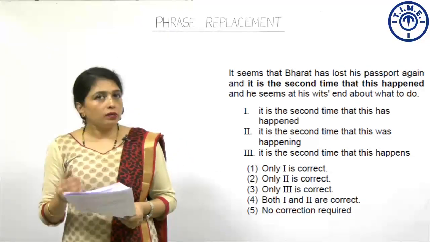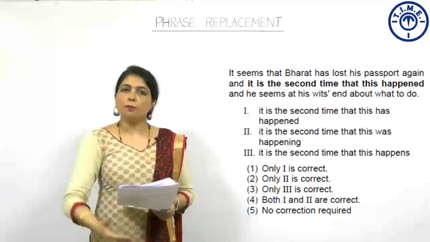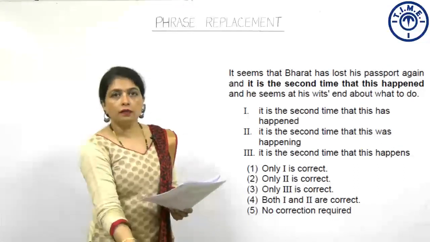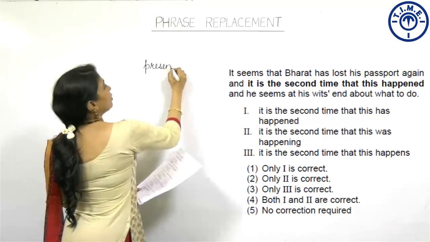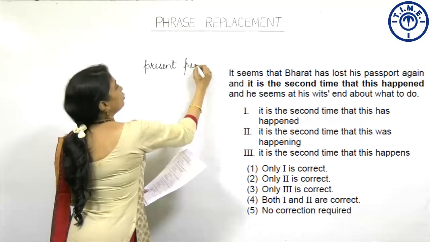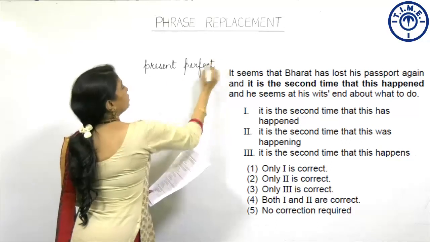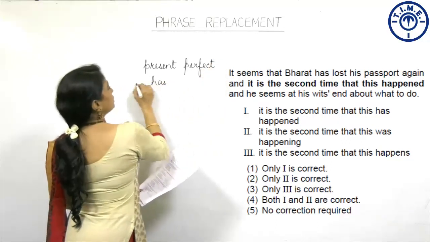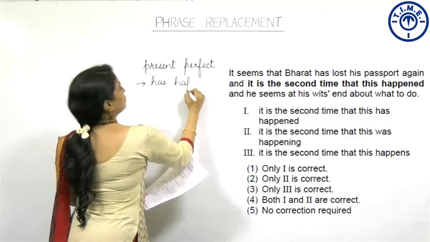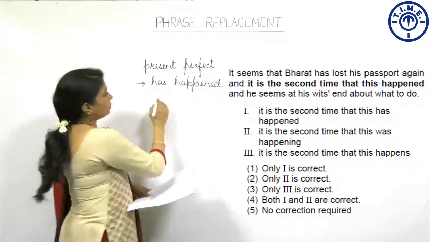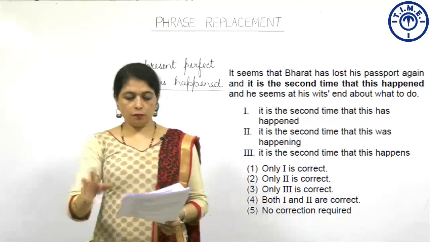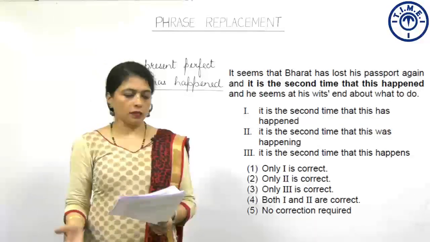Well, when we realize that a situation still impacts the present tense, then we use the present perfect tense to denote the situation, and this has happened is fine. So, this makes a sentence, I mean at least this part is correct.